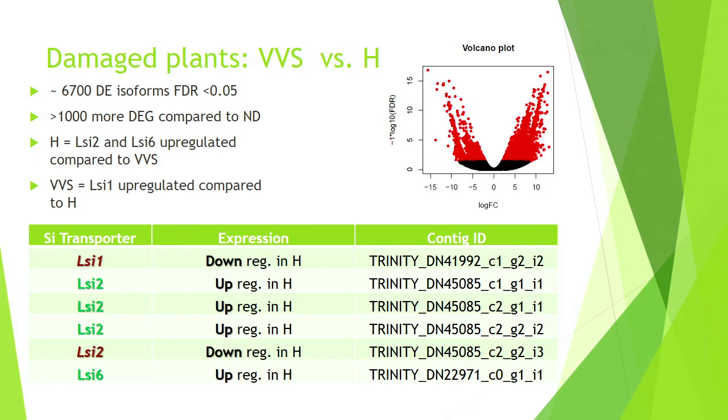Then looking at the damaged plants between the soft variety and the harsh variety, I've summarized the silicon transporter results in this table, and essentially the results are similar to what I found in the undamaged plants. So the harsh variety had an upregulation of the efflux transporter compared to the softer variety. And then we also see an upregulation in this LSI6 transporter that is found in the roots. Overall, it looks like the harsh variety is actively pumping more silicon up into the damaged leaves, where it is being used to defend itself.